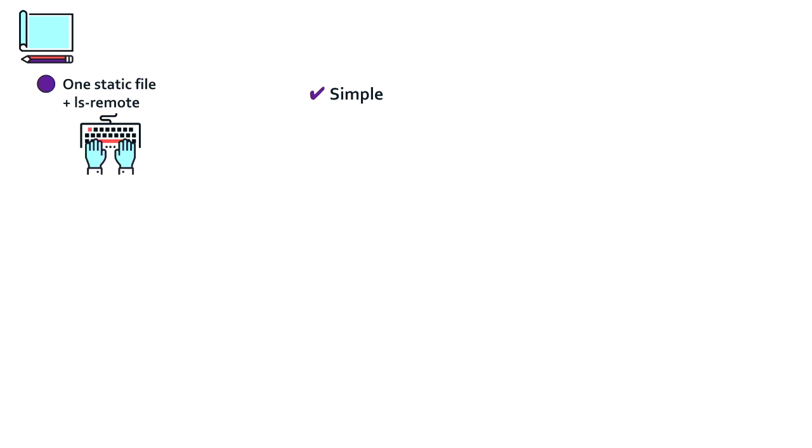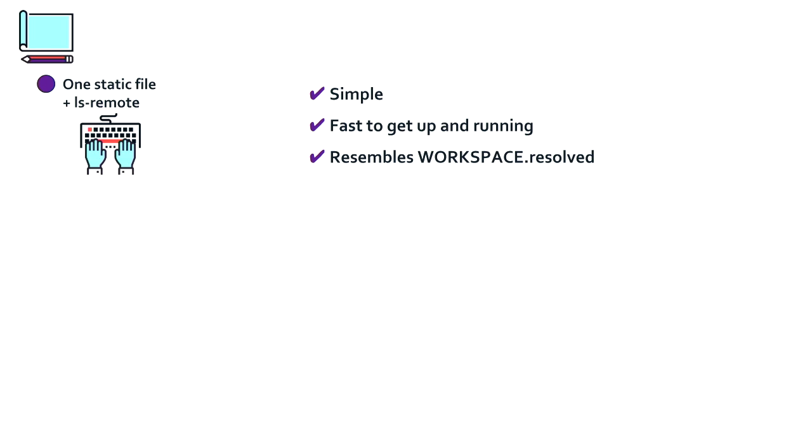What are the pros? So first, it's simple, right? It's pretty simple. It was fast to get up and running. And it very much resembled workspace.resolved, which I think is now obsolete, right? I think it was changed dramatically. But back in the day, it was the thing to be. Workspace.resolved, it was very, very similar. We talked with Dimitri and said, you know what? This sounds like a good direction.